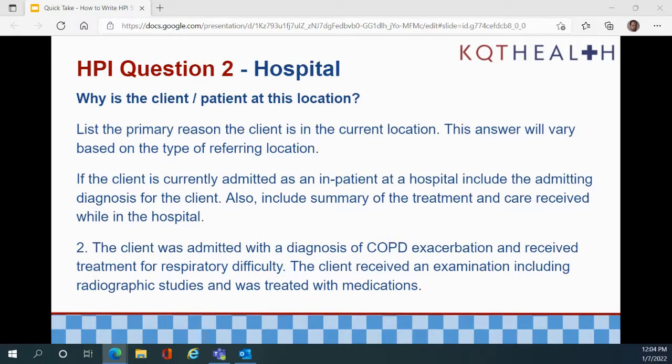HPI Question 2. Why is the client patient at this location? Regardless of the location type other than a private residence, the client is at the referring pickup location for some specific purpose. The purpose will vary based on the type of referring pickup location. We will first look at a hospital example. The client was admitted with a diagnosis of COPD exacerbation and received treatment for respiratory difficulty. The client received an examination including radiographic studies and was treated with medications.